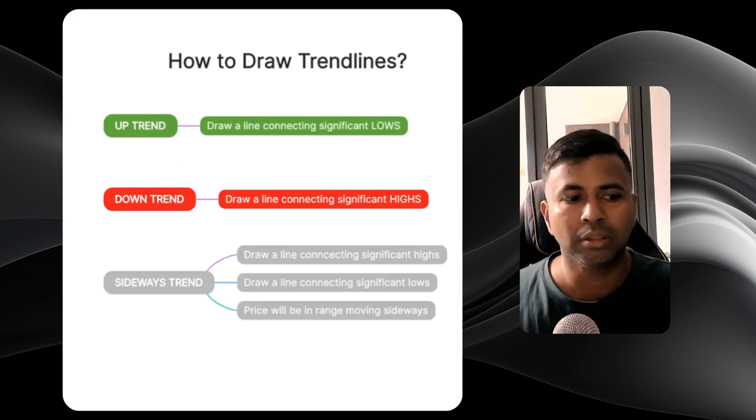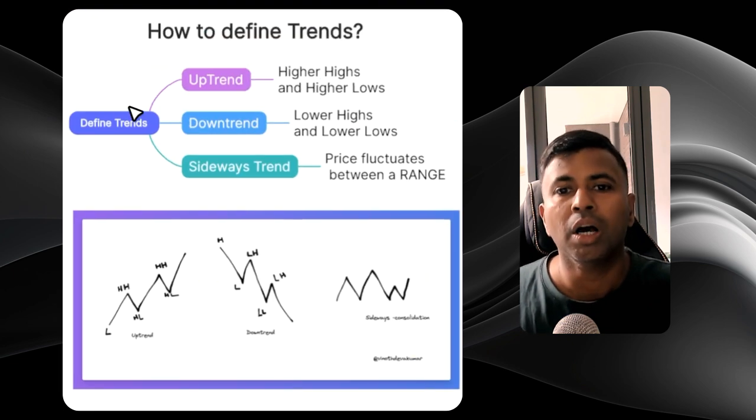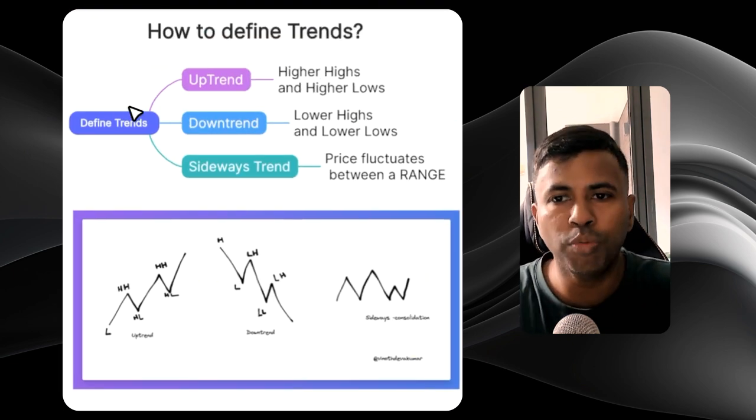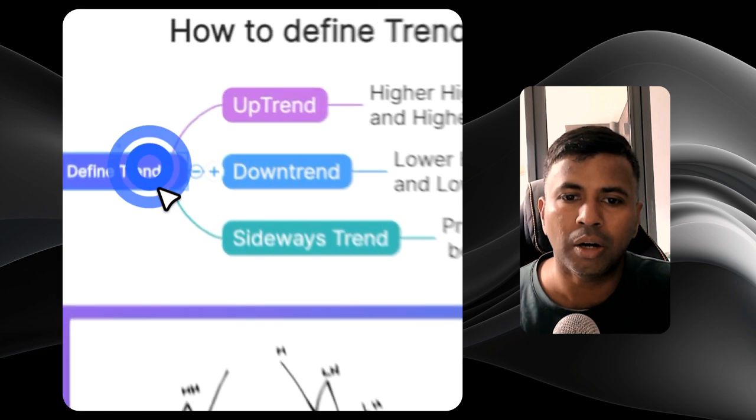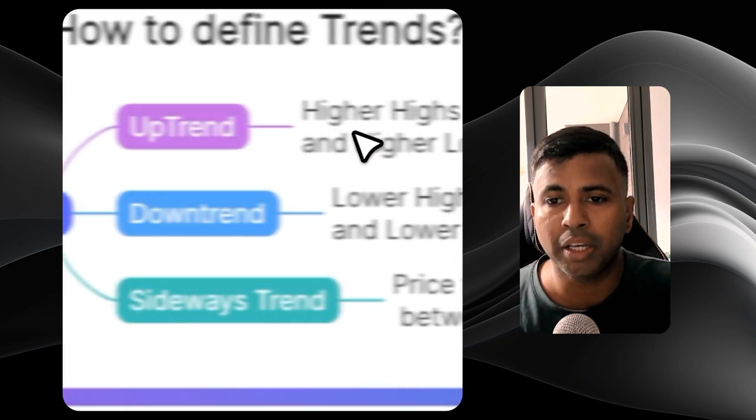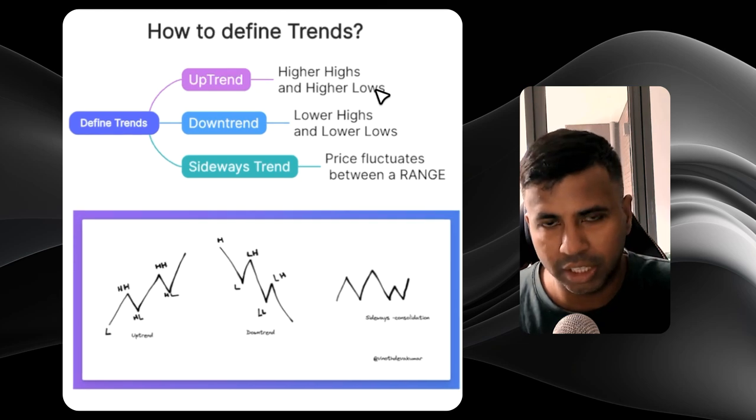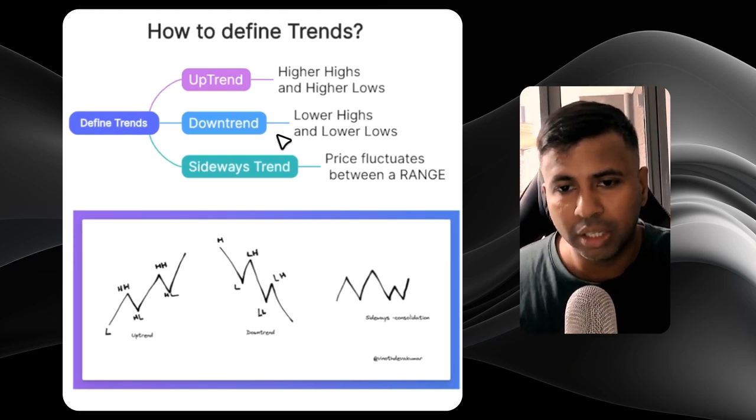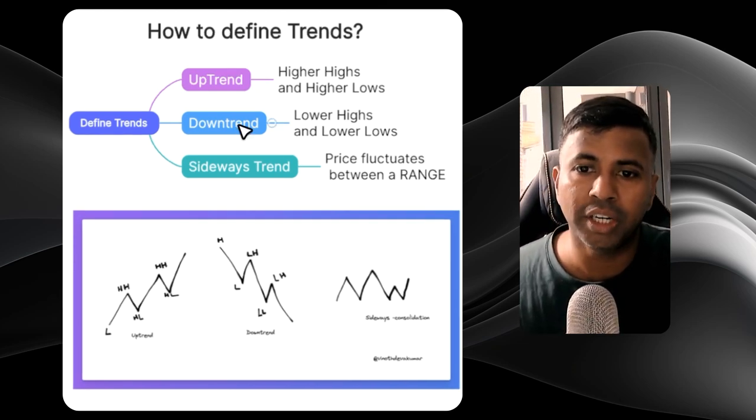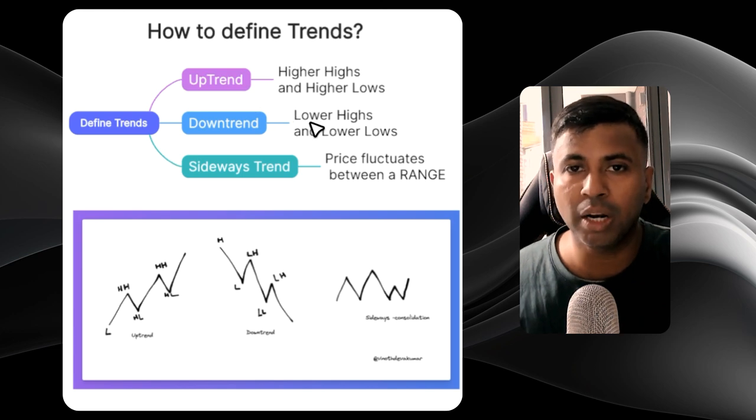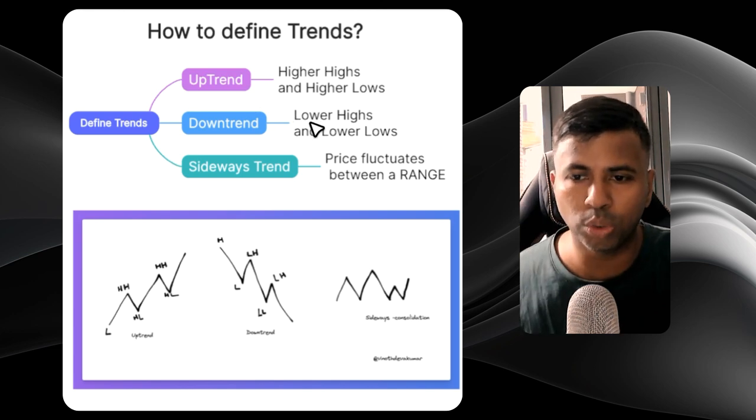So let us now look at how we define these trends. Now for an uptrend, if the stock is making higher highs and higher lows, then we can say that the stock is in an uptrend. And what is the downtrend? It is the exact opposite. If the stock is making lower highs and lower lows, it means that we are in a downtrend.